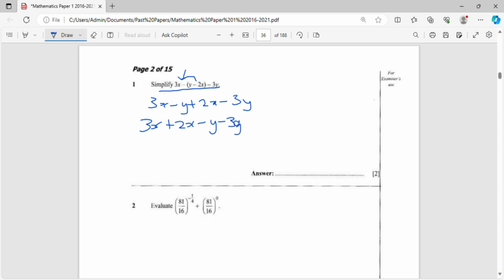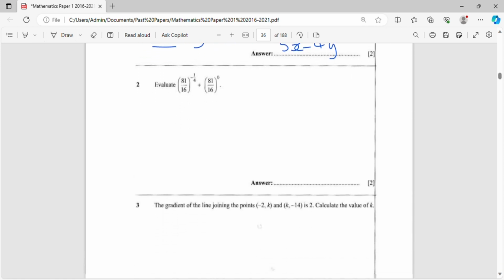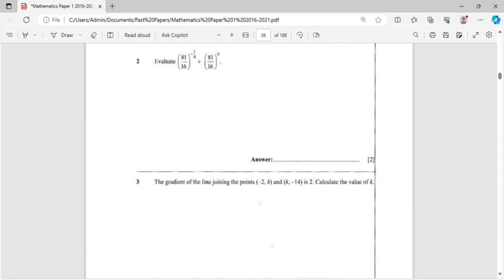So 3x plus 2x gives us 5x, and negative y minus 3y gives us negative 4y. And so there is no further simplification that can be done, so this will be our final answer. So the answer will be 5x minus 4y. We go to our next question, which is under indices.